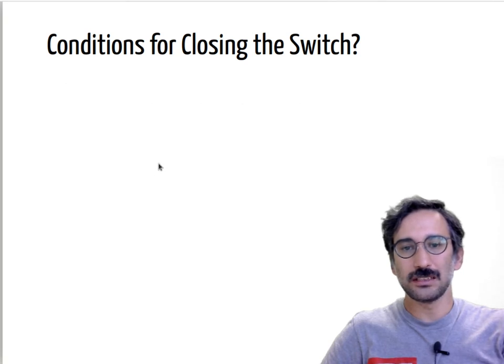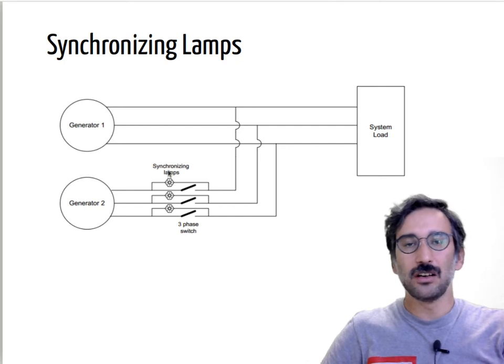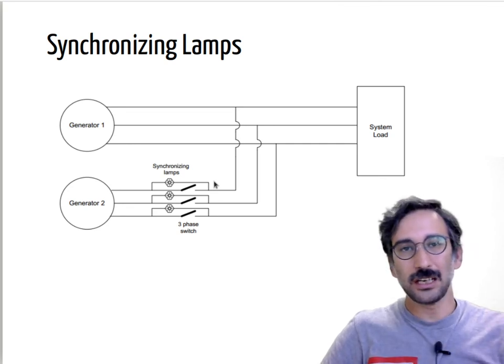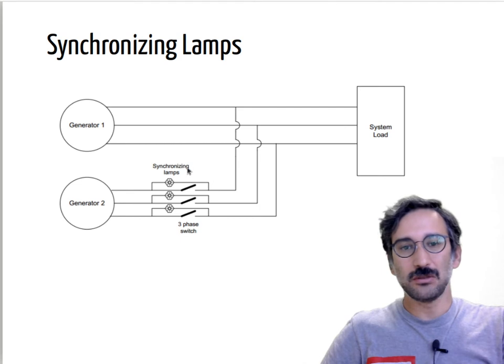So you can connect a lamp here. Whenever there's some voltage difference, you will see those lamps are on. But if the voltage on that node and that node are the same for some time, then all three lamps will be off. That means there's no voltage difference, and then you can close your switch safely.